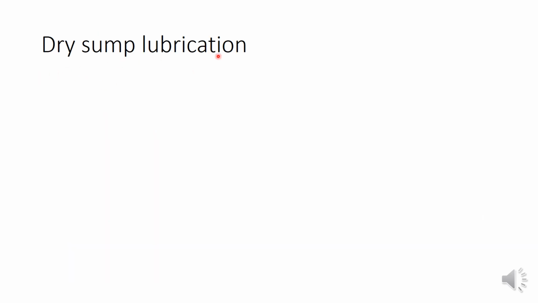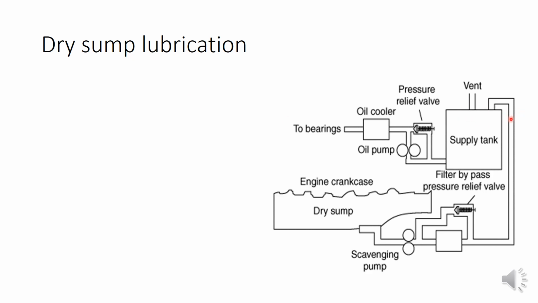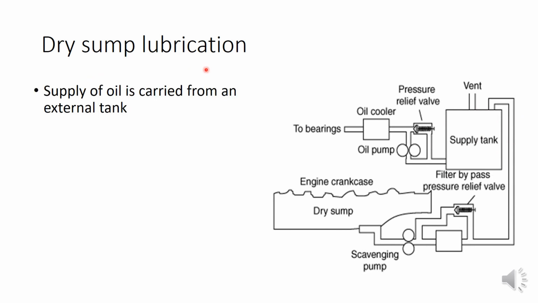And finally we have dry sump lubrication. Why is it a dry sump lubrication? Because our sump, the crankcase, guys, will always be dry. How will it always be dry? Because here we have a separate tank for the final collection of lubrication oil. So in dry sump lubrication, the supply of oil is carried out from an external tank. In wet sump lubrication or mist lubrication, we do not have a separate tank for lubrication oil. But in dry sump lubrication, we have a separate external tank, outside the engine.